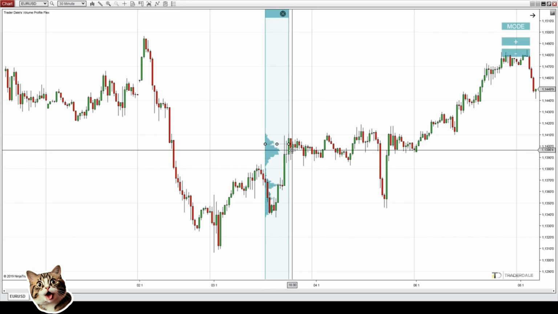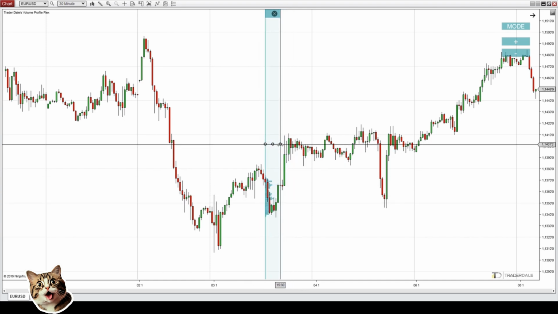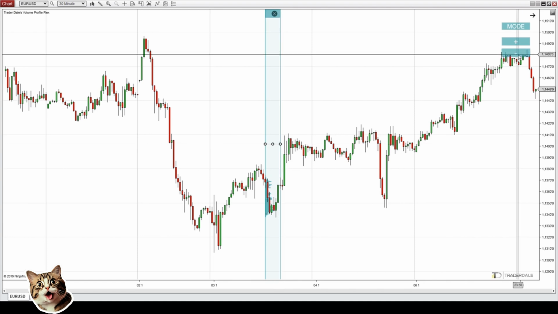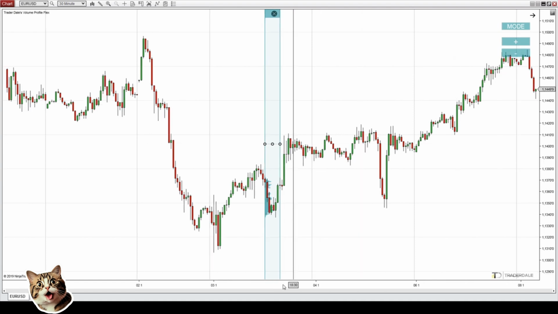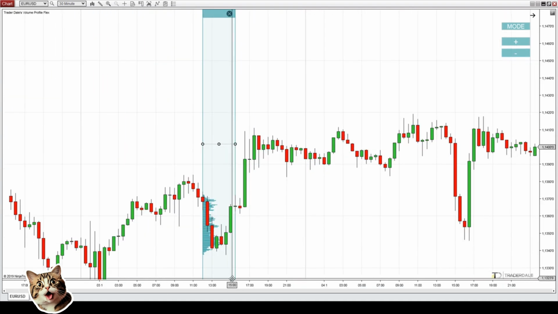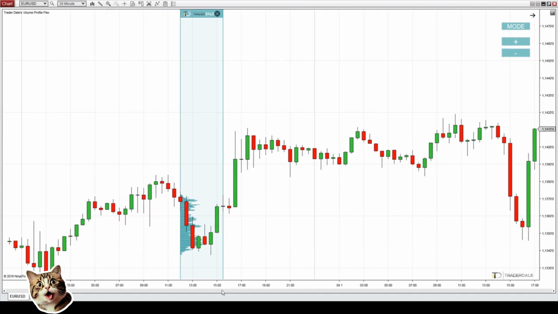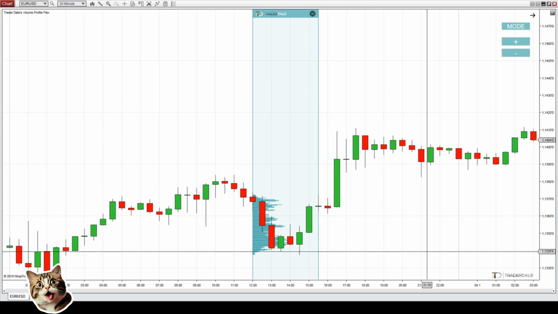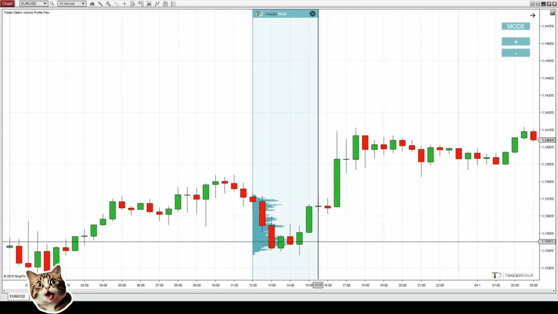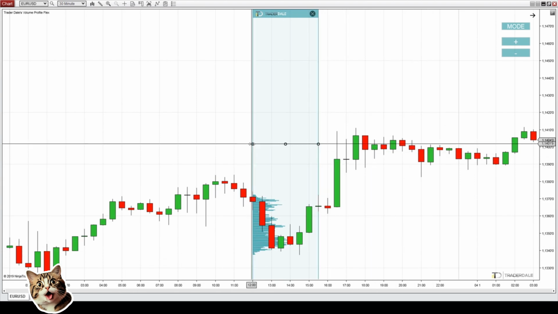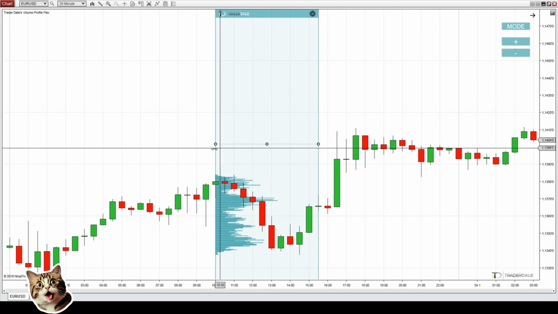Let's move the profile over the rejection like this. And let's zoom it a bit so we can see where the volumes were the heaviest. Now, if you really zoom it, then you will see that the heaviest volumes are in here. Exactly in here.